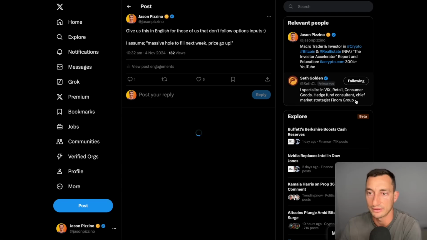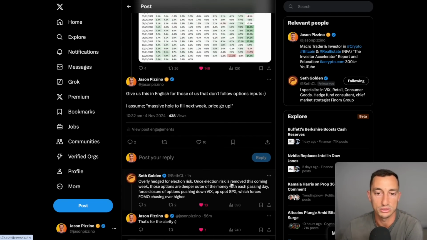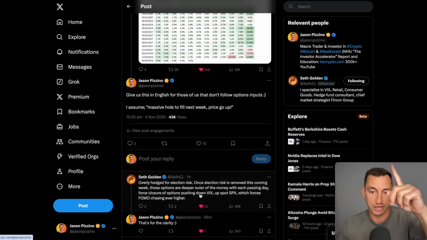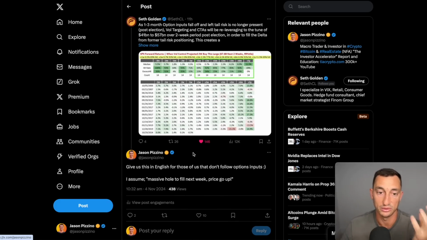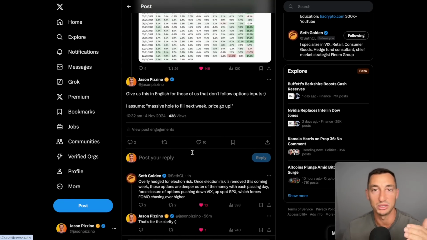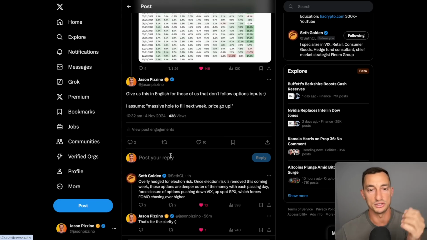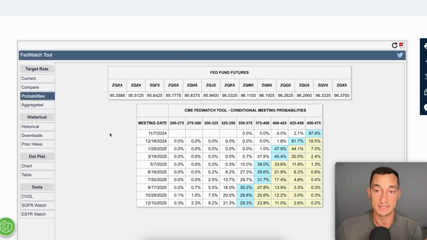So what Seth has said is that it's overly hedged for election risk. Once election risk is removed this coming week, those options are deeper out of the money with each passing day. Force closure of options pushing down VIX, which we know means up for the S&P 500, which forces FOMO chasing even higher. Essentially saying, from what I can tell, the money has been out of the market because they're hedging themselves, and then they're going to have to play catch up once the election is over and things become a bit more clear. Therefore, more money comes in and continues to pump, and then people chase, which then causes things to go up even higher.